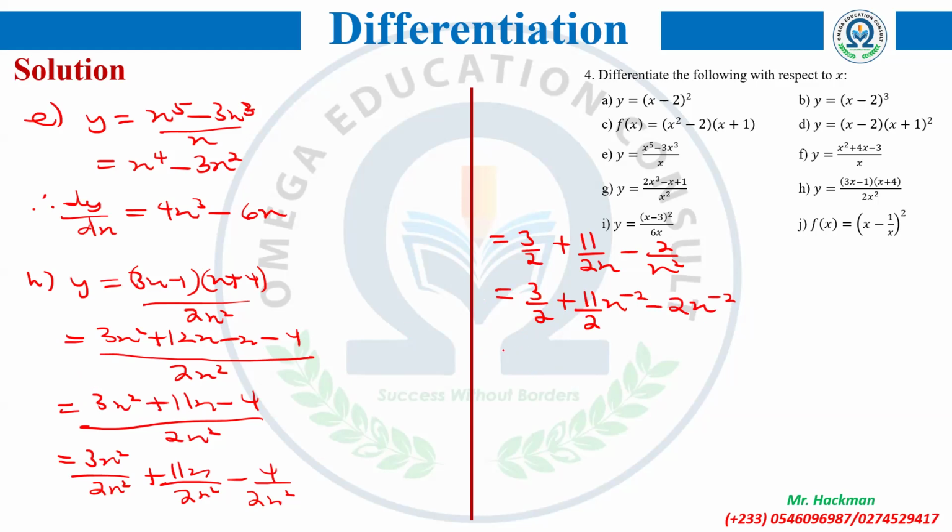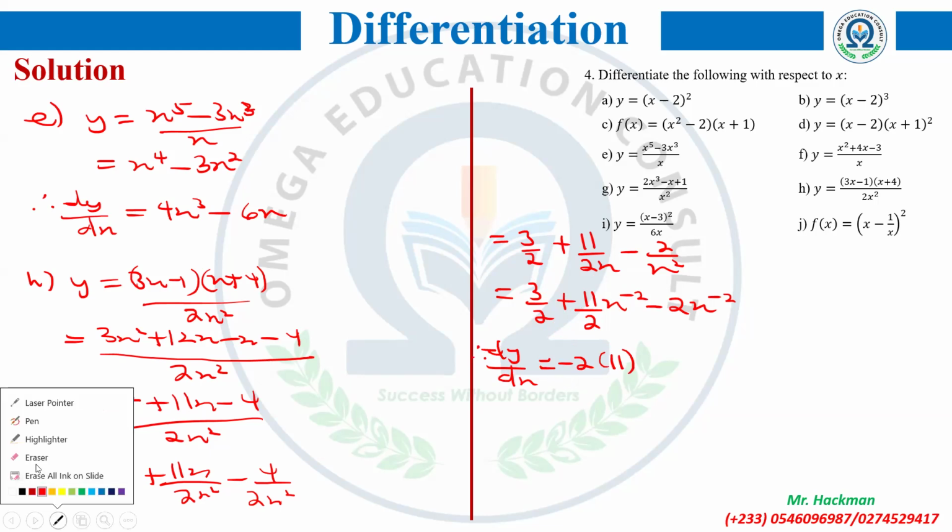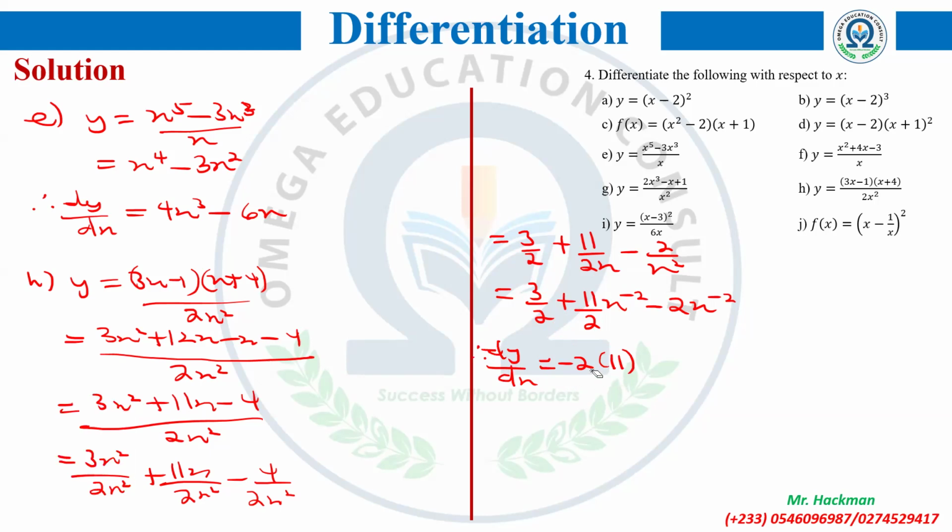So on that note, dy/dx will be equal to, if I differentiate term by term, this one, a constant, will give me 0. This one, I need to bring the negative 2 down. So I'm going to get negative 2 times 11. We are mature, so let's do that mentally. Once we are mature, that can be done. However, if you know you can't do it mentally, do it systematically.